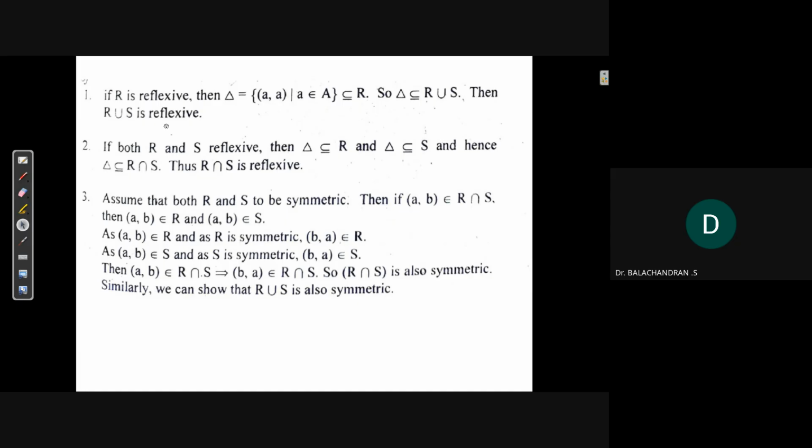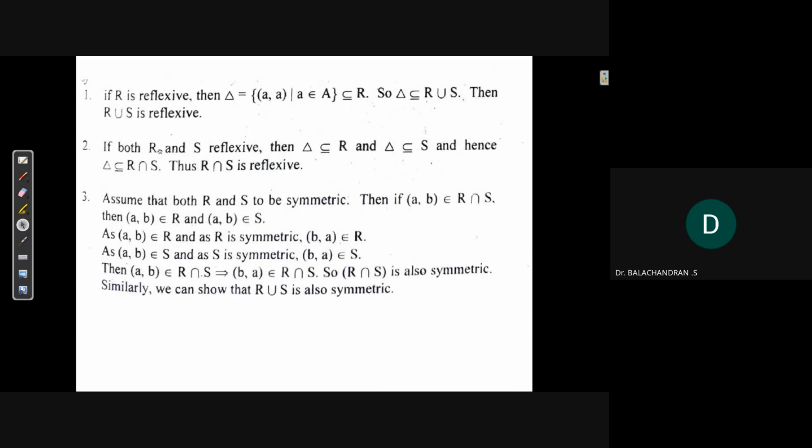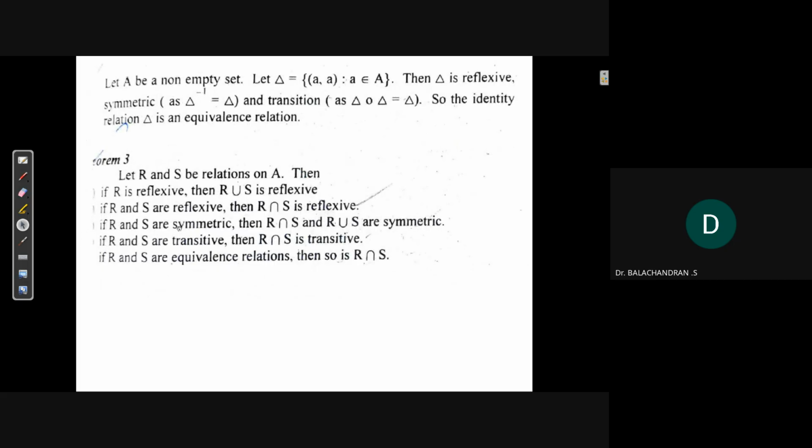Next, the second one. If R and S are reflexive, then its intersection is reflexive. R is reflexive means delta is a subset of R, and S is reflexive means delta is a subset of S, and hence from these two, delta is a subset of R intersection S. If delta is a subset of something, that something should be reflexive. Thus R intersection S is reflexive.